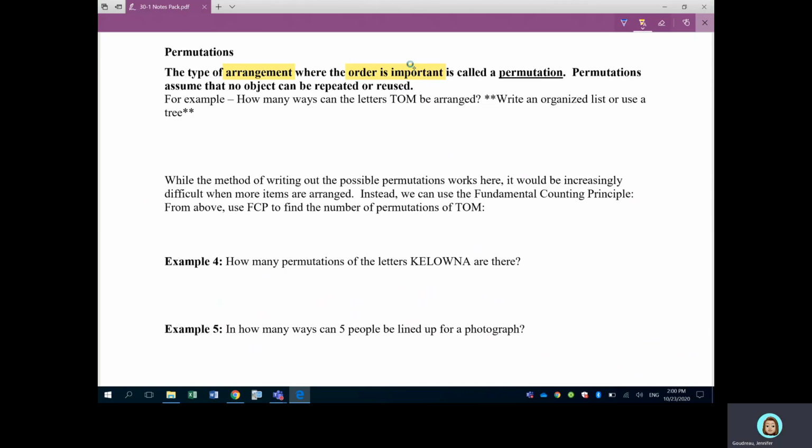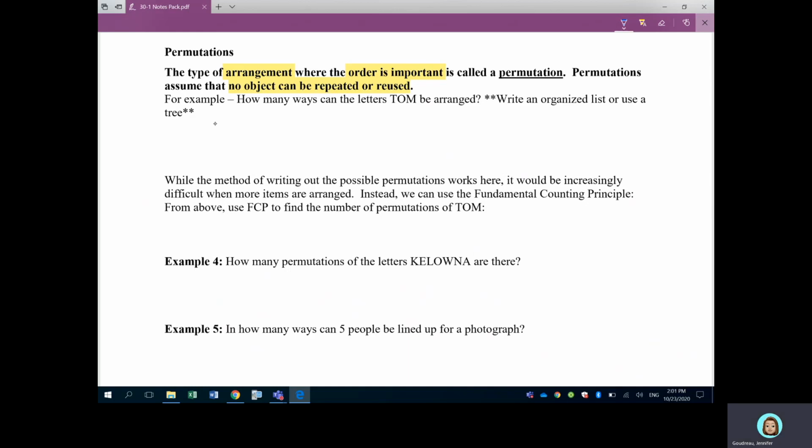The other thing that's important about permutations is that none of the objects can be repeated or reused. So we have a finite number of objects that we are arranging, and once we've used that object or placed it, it cannot be used again. So let's start with a simple example, and that is arranging the letters T, O, and M. You need to sort of picture in your head that we have 3 blocks. One has a T on it, one has an O, and one has an M.